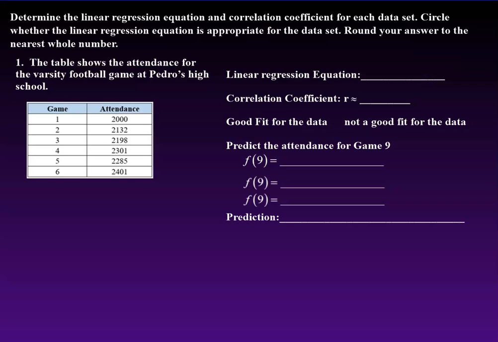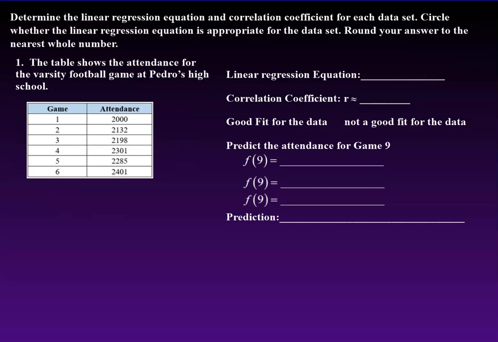Number 1 says the table shows the attendance for the varsity football game at Pedro's High School. And we can see game 1, there was 2,000 people. Game 2, there was 2,132. Game 3 had 2,198, and so on and so forth. So we are going to use this table to find an equation. So in order to do that, we need to go ahead and go to Desmos.